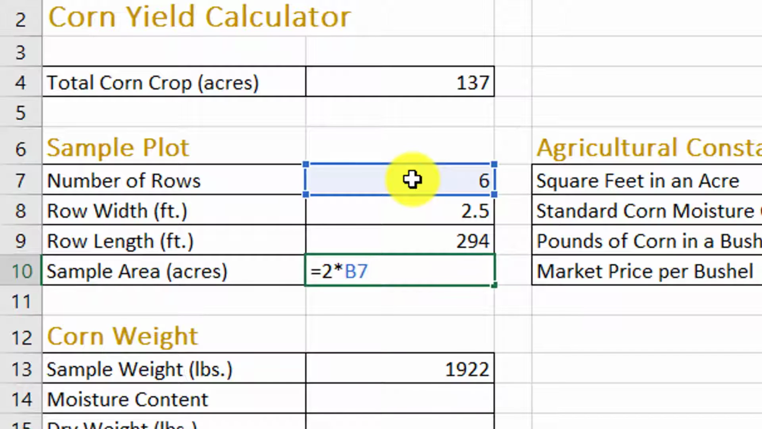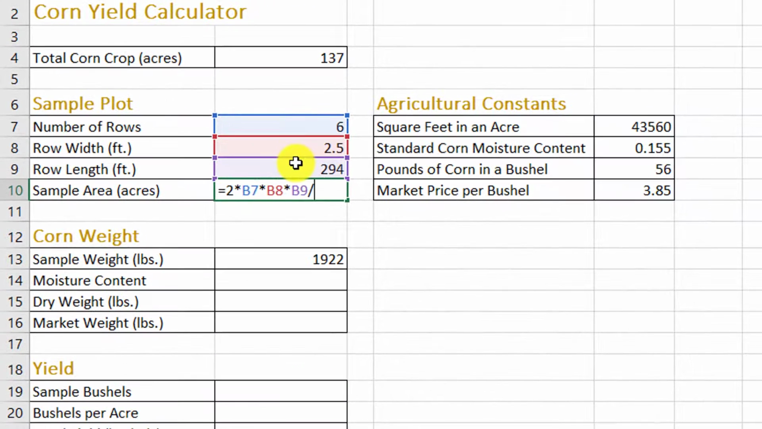So it's 2 times the number of rows, and all the numbers are collected for us, and if they weren't, then we couldn't really do this, but all the numbers are inputted, so that works for us. And then times B8, which is the width times the length. And then it's also divided by the constant, how many square feet are in 1 acre, because you're trying to get it per acre.